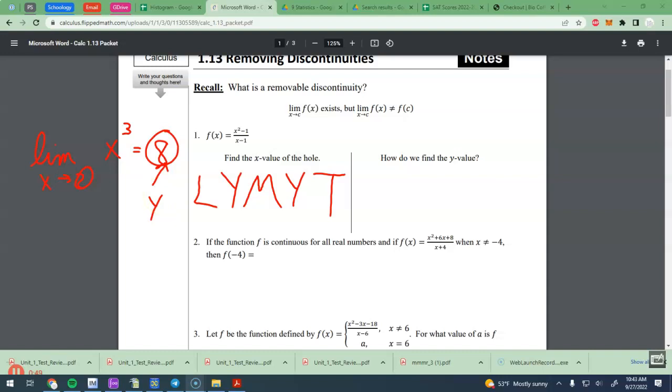But what we're looking at here is removable discontinuities, where I've got a hole, and the question is going to say something like, if this function is going to be continuous, what's the y value that I need to make that happen, or to plug in that hole? So basically, our job is to put a dot.